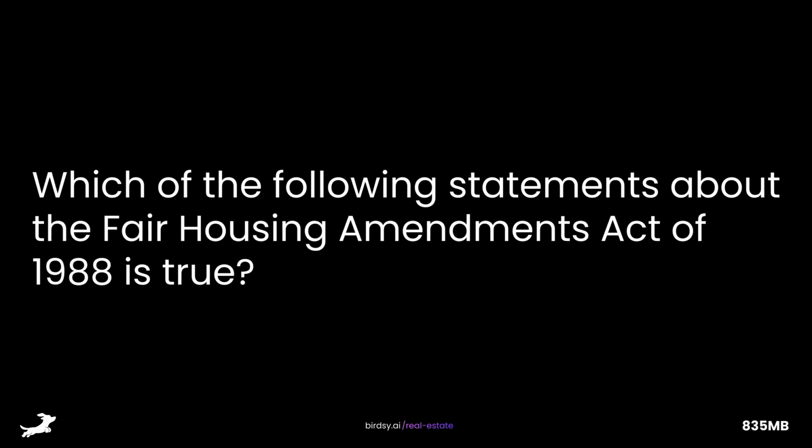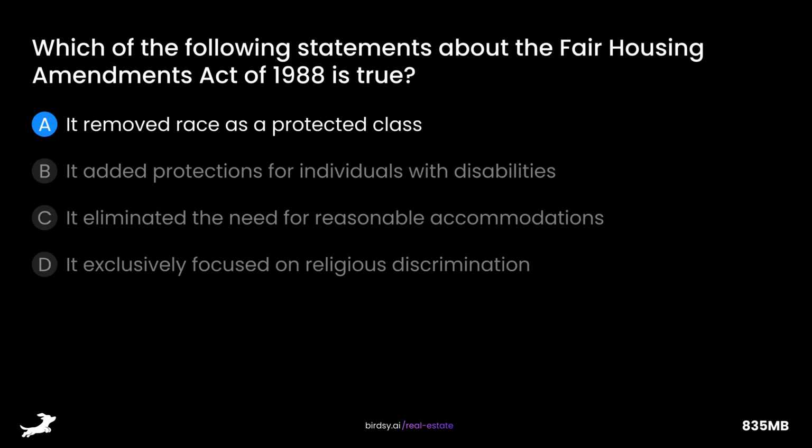Which of the following statements about the Fair Housing Amendments Act of 1988 is true? Is it A, it removed race as a protected class? B, it added protections for individuals with disabilities? C, it eliminated the need for reasonable accommodations? Or D, it exclusively focused on religious discrimination? The answer is B, it added protections for individuals with disabilities.